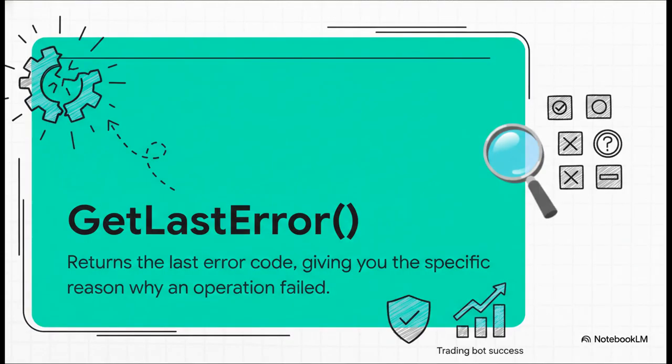And this is exactly where GetLastError comes in. It's like your code's first responder. When that trade order failed, the terminal logged a specific error code. By calling GetLastError right after that failed attempt, you grab that code. It doesn't just say, hey, something's broken. Nope, it gives you a precise diagnostic number that tells you why it went wrong.